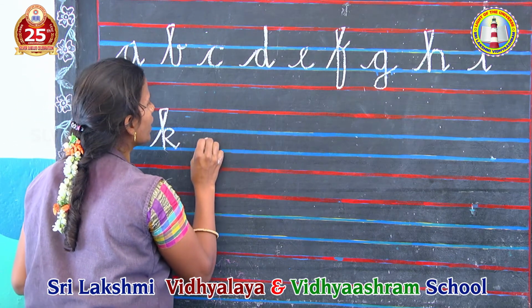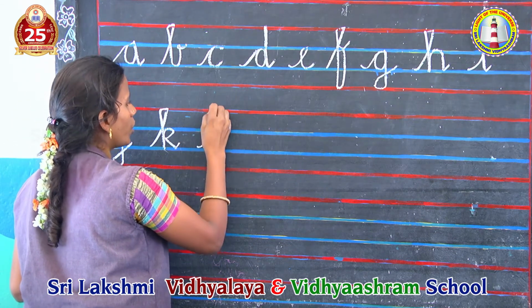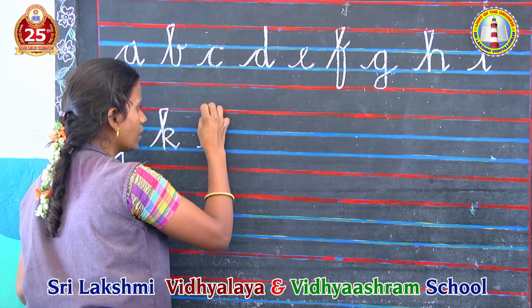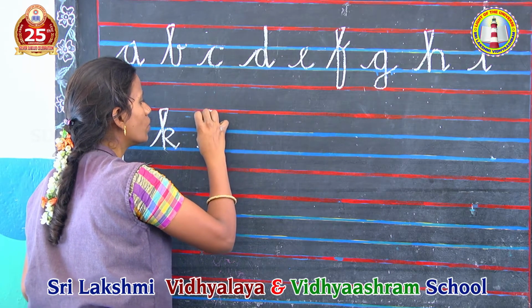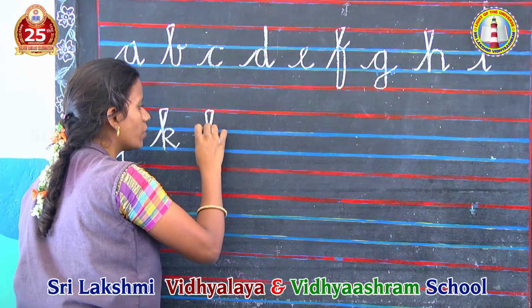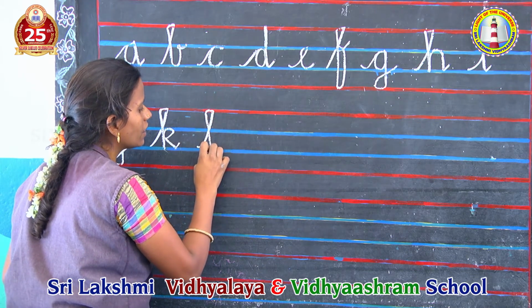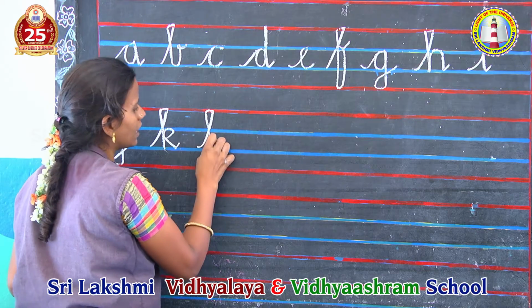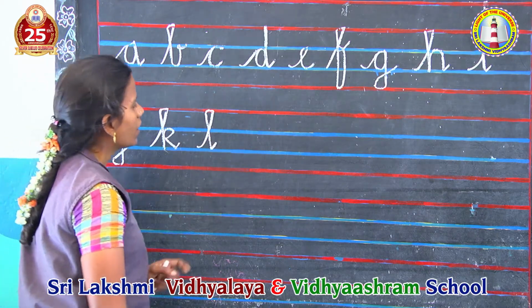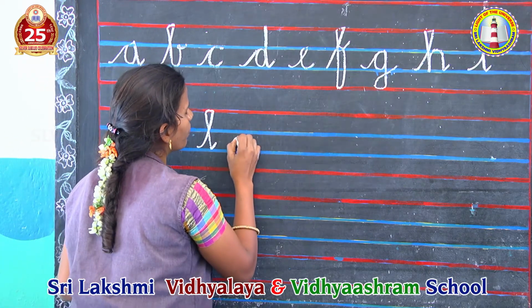Draw a stroke line to the top of the line and then make a curve. Next we write the standing line and then small slanting line. It's called L. Next we write the letter M.